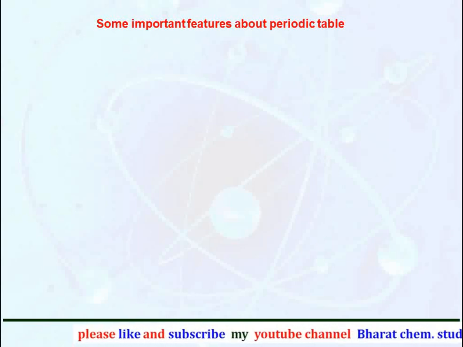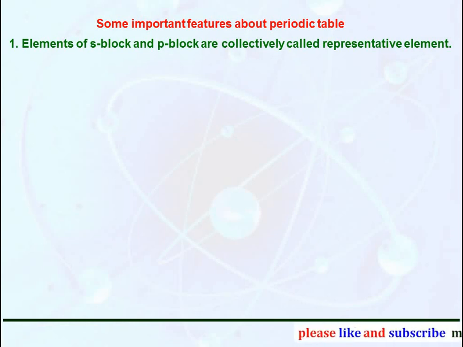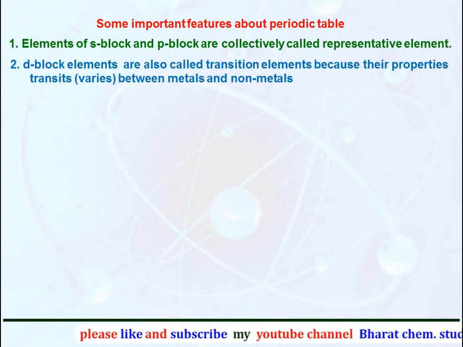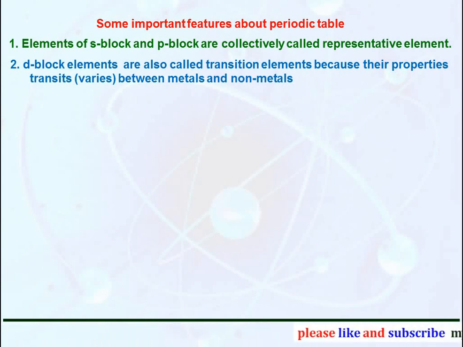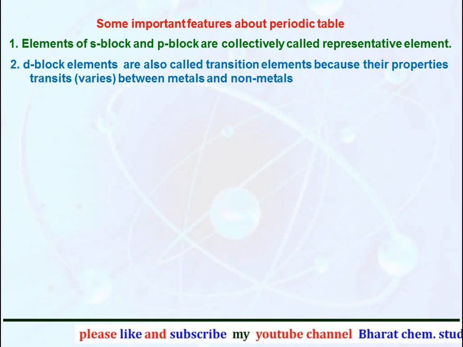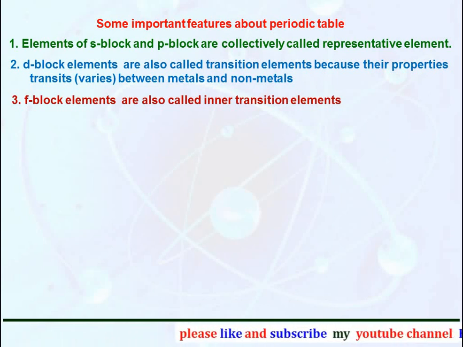Some important features about the periodic table. First, the elements of the s block and p block are collectively called representative elements. Second, the d block elements are also called transition elements because their properties transition, that means vary, between metals and non-metals. Third, f block elements are also called inner transition elements.